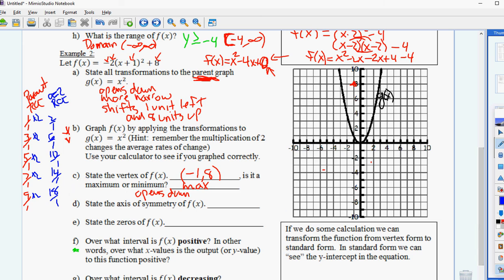Now let's go to that vertex that we plotted. And let's go down 2 over 1. And I'm going down because of that negative. And then down 6 over 1. And then down 10 over 1. And then let's do the symmetry.